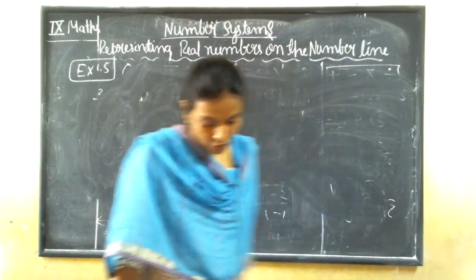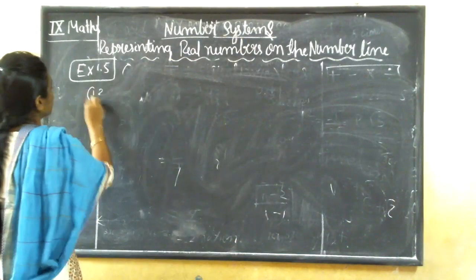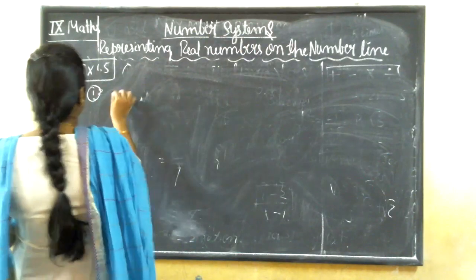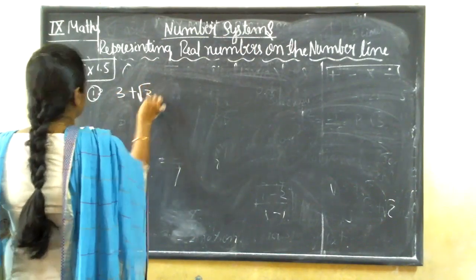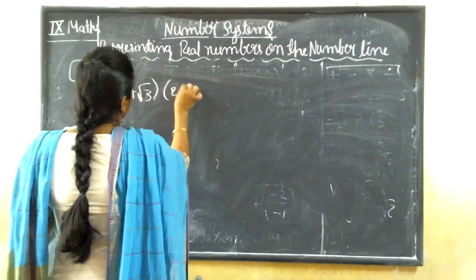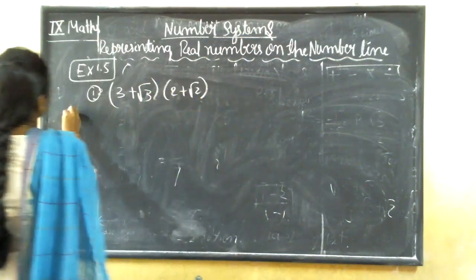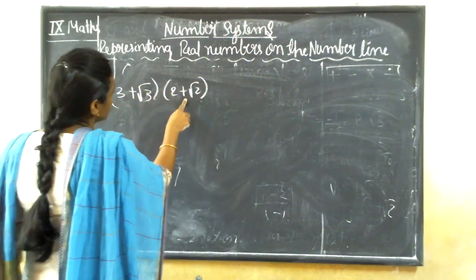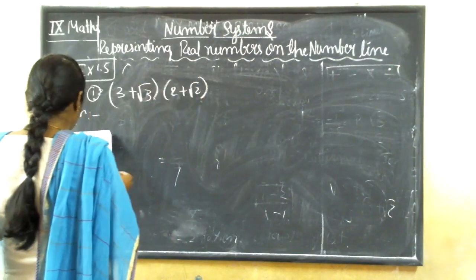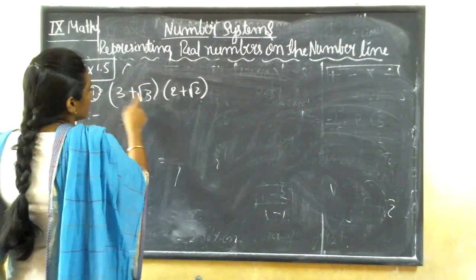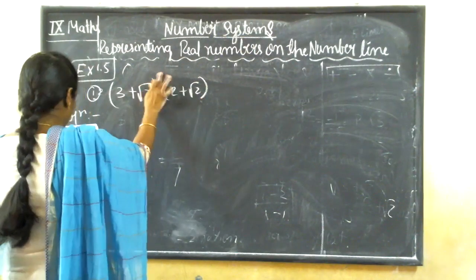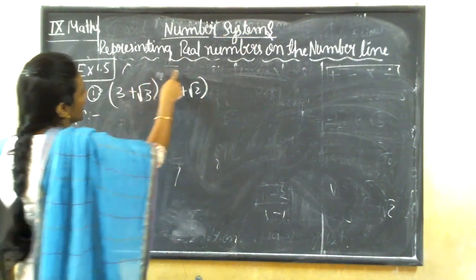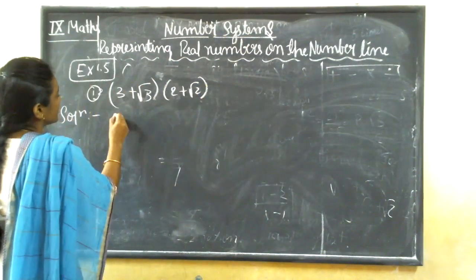Second problem here: simplify each of the following expansions. What is the first problem here? Let me try this one; the remaining you should try yourself. 2 plus root 2, and 3 plus root 3. So how will we do this one, guys? Here you are having a multiplication, not any addition or subtraction. It means it is a plus b and a plus b like that. So just you need to take here.